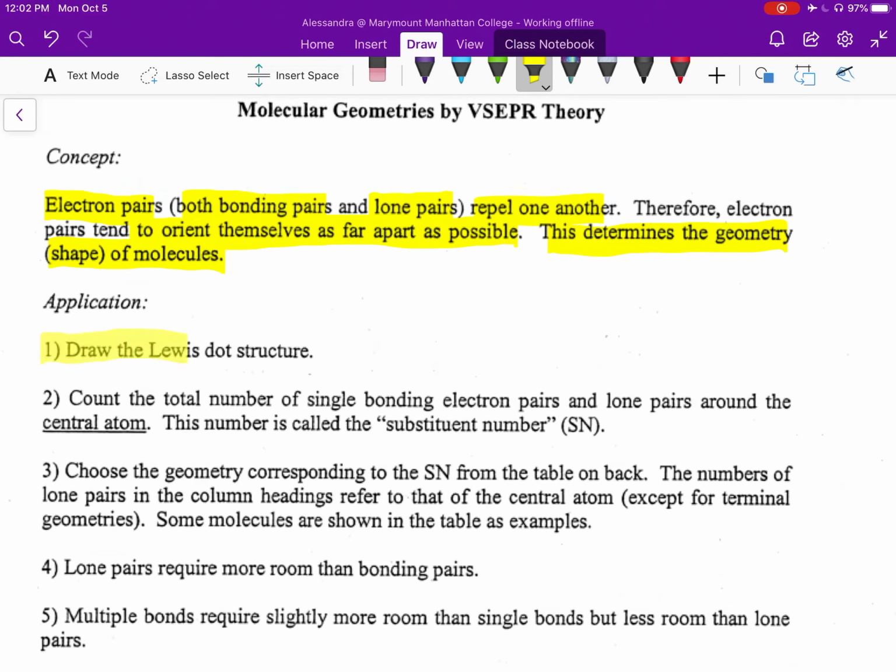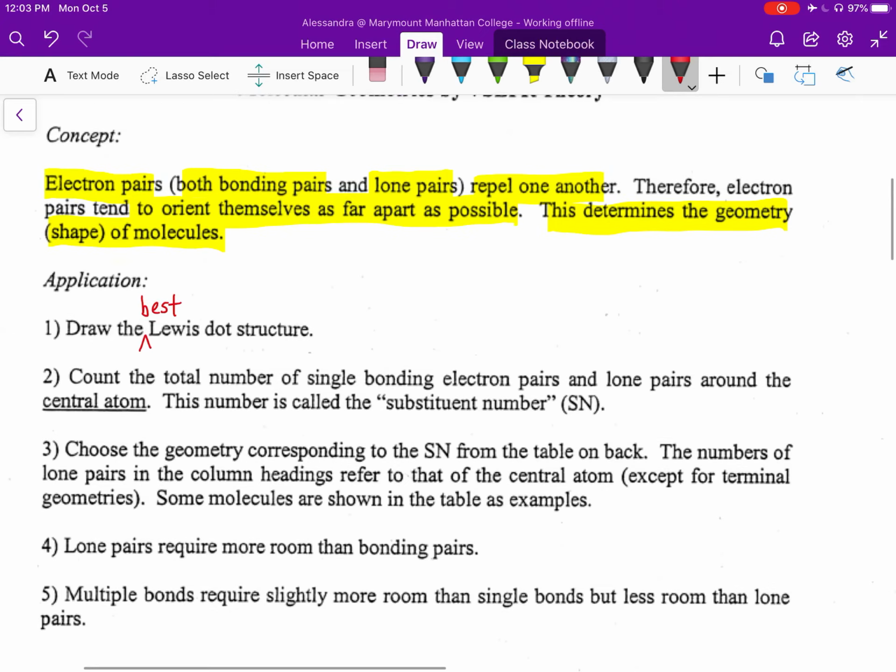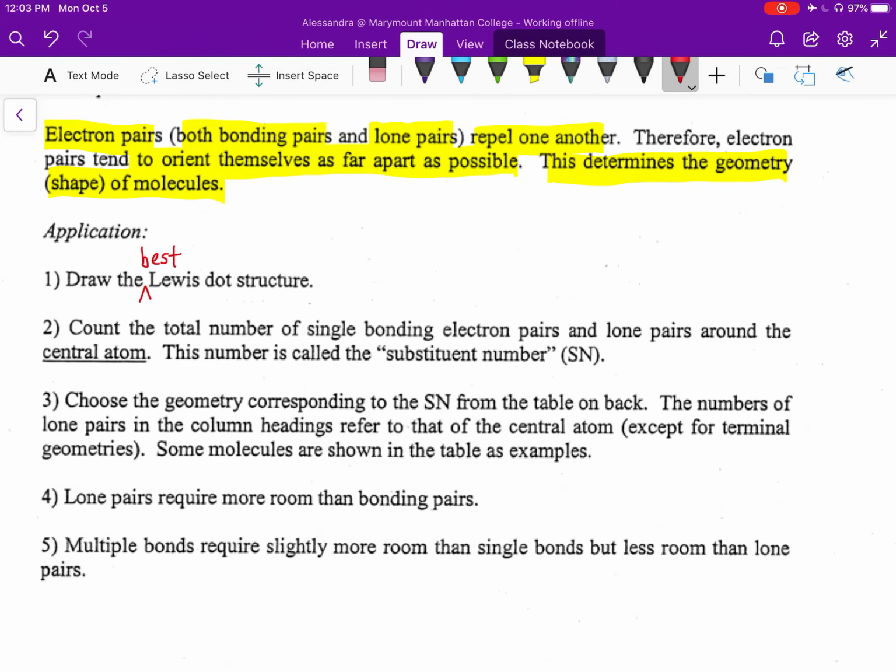The first step is to draw the Lewis dot structure of the molecule. We've spent a lot of time drawing Lewis dot structures. You want to draw the best possible Lewis dot structure that you can for it using the rules, using the handy hints that I gave you for drawing Lewis dot structures. Then you want to arrange the electron pairs to minimize repulsion in 3 dimensional space.